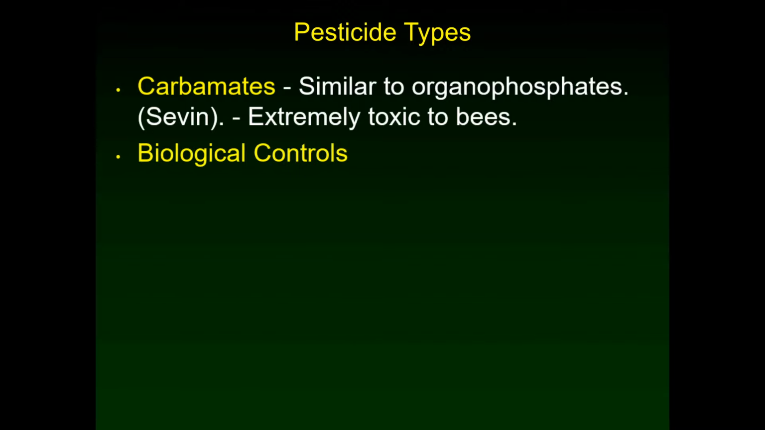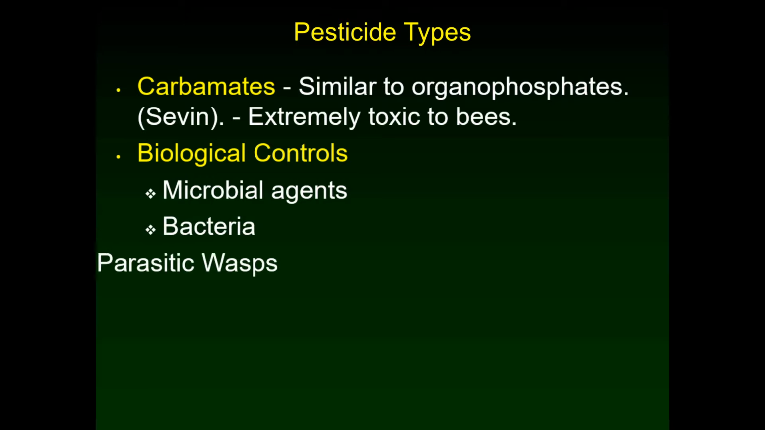There's also biological controls. You could use microbial agents, bacteria, parasitic wasps. Parasitic wasp was really common for a while. There was an invasive species. I don't remember what it was, but it was introduced into Canada. I think it was an unintentional introduction, and it started to go rampant, destroy a lot of plants and crops.